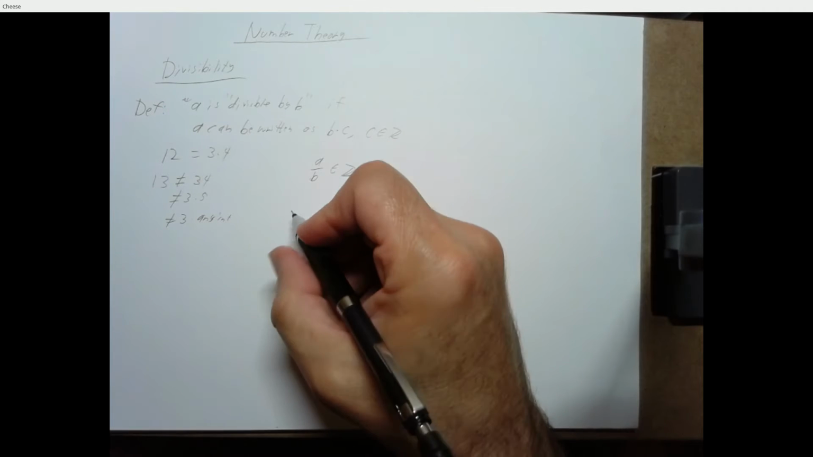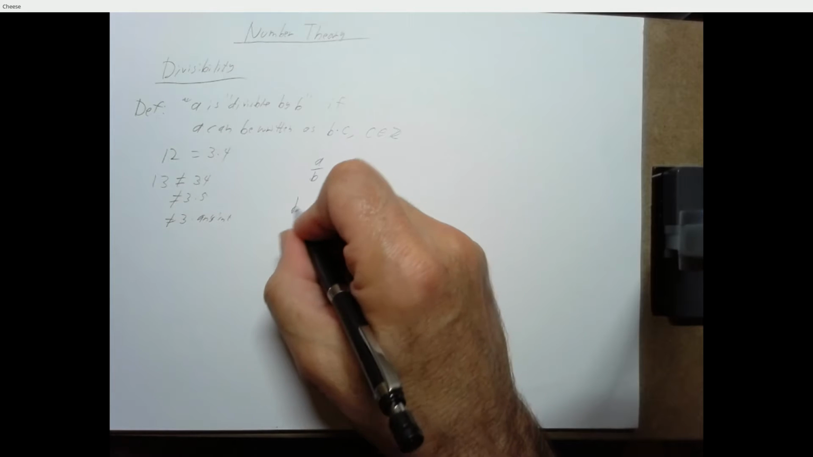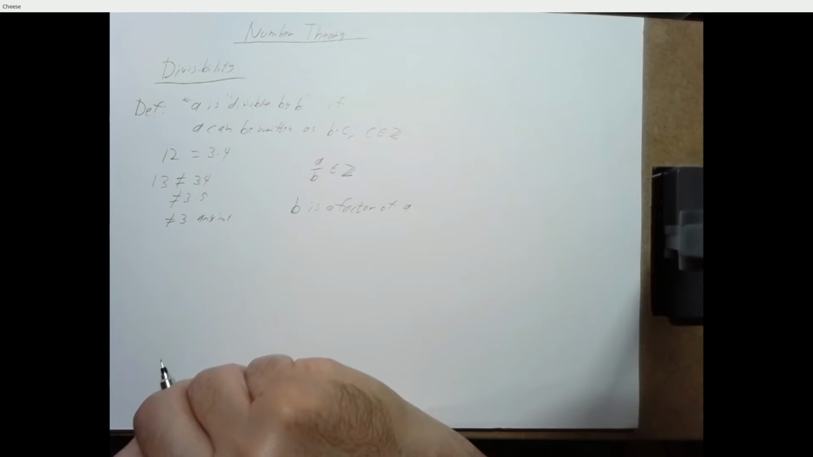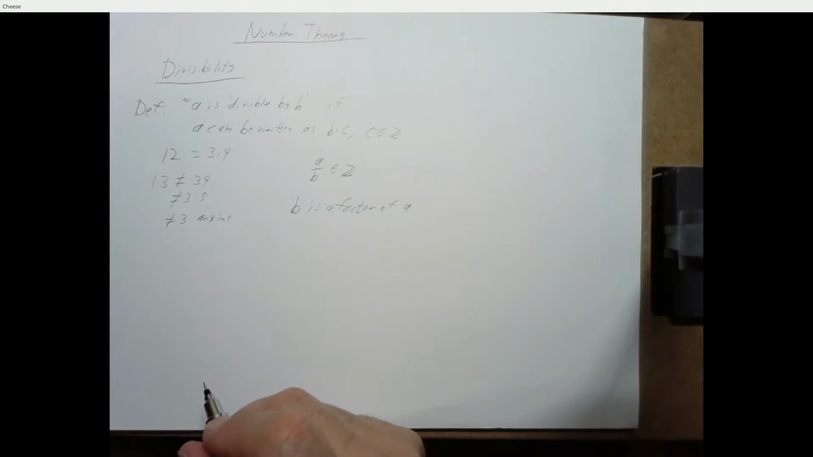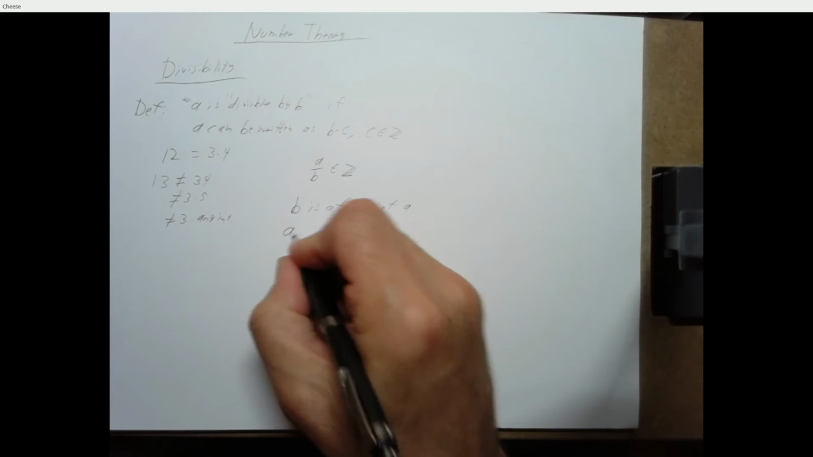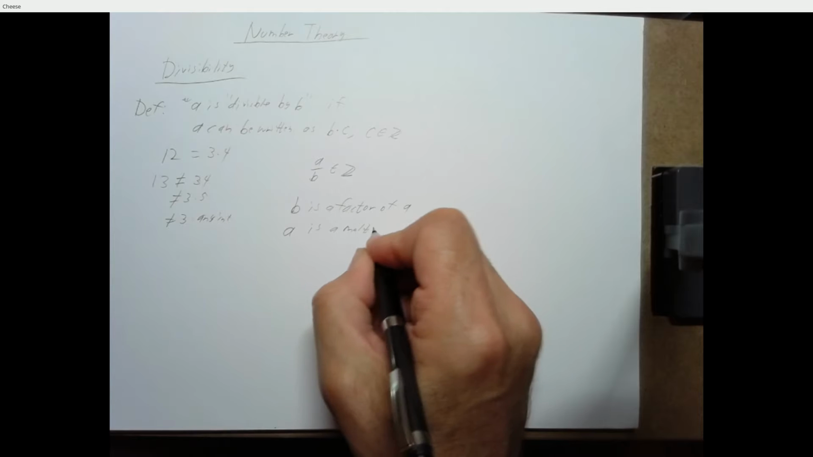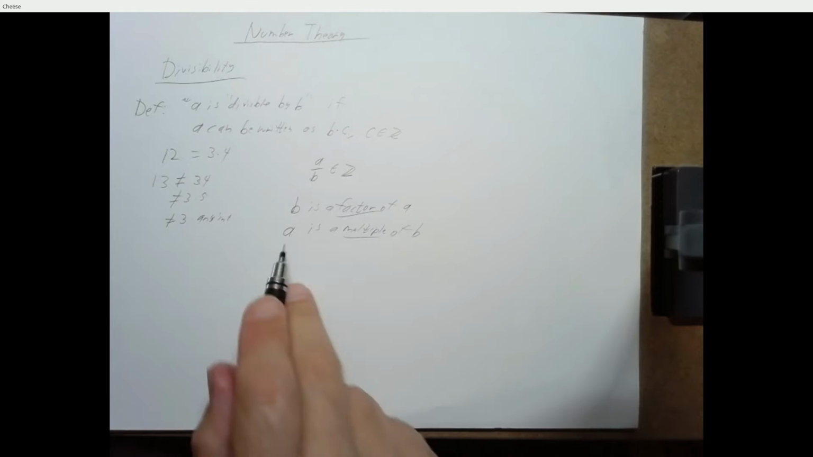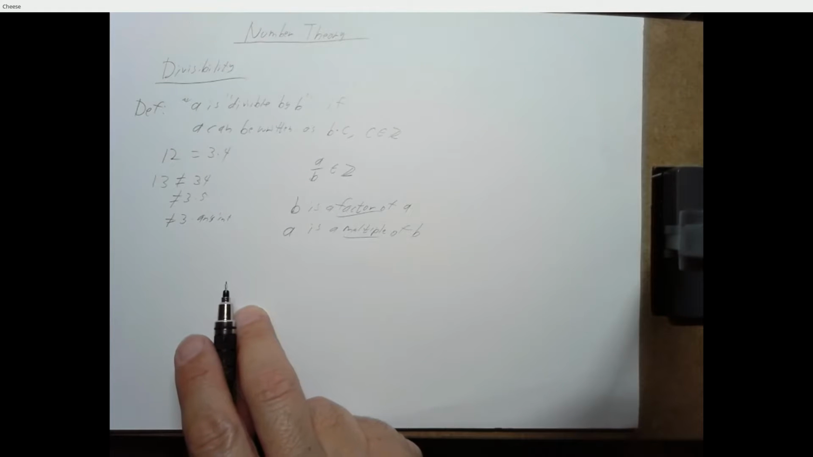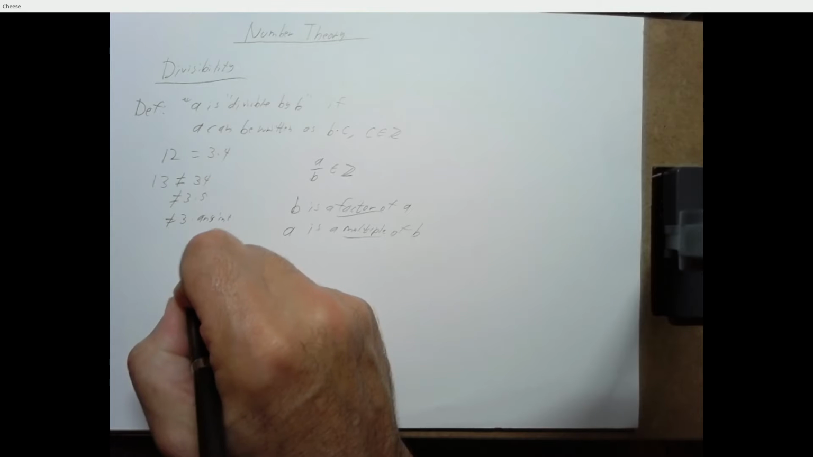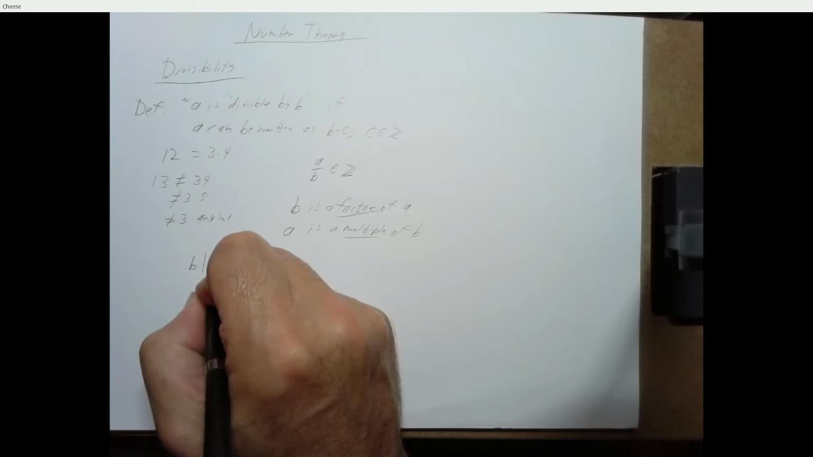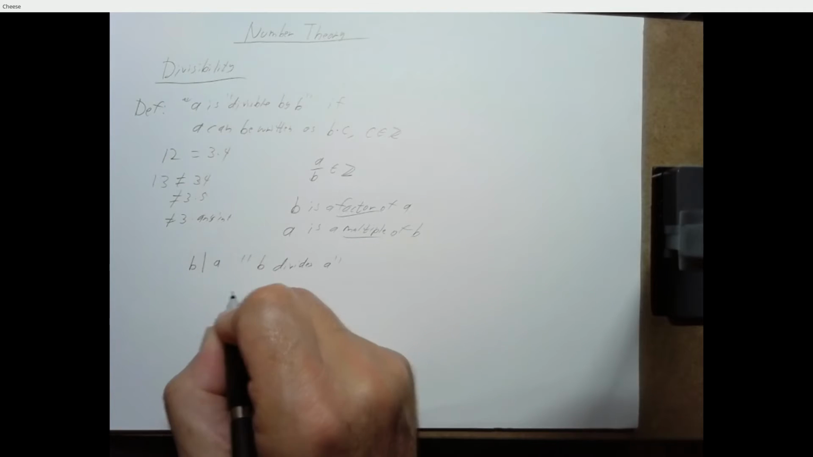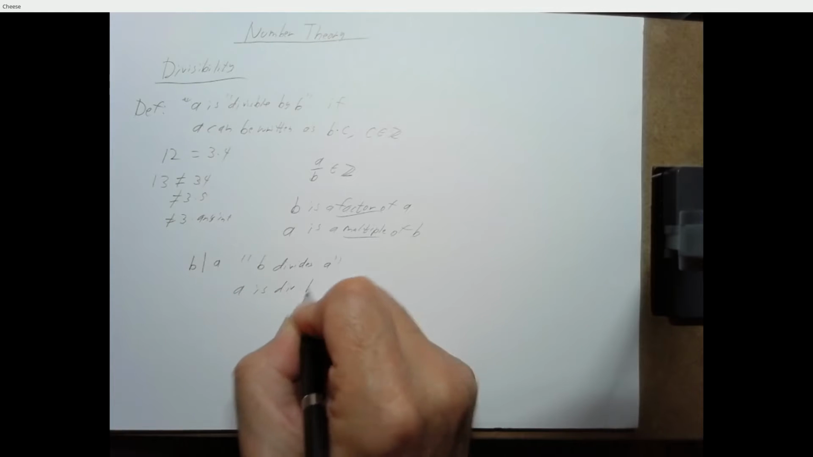We can also say that B is a factor of A, right? And by a factor we mean that it's a whole number of times that B goes into A. We can also say A is a multiple of B. So there's an integer multiple of B which is equal to A. And we write this with a shorthand as follows: B divides A. So this means B divides A, or A is divisible by B.